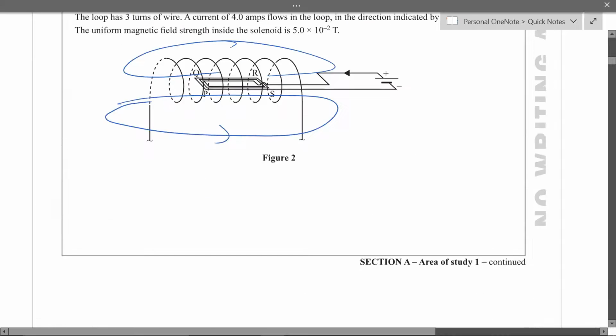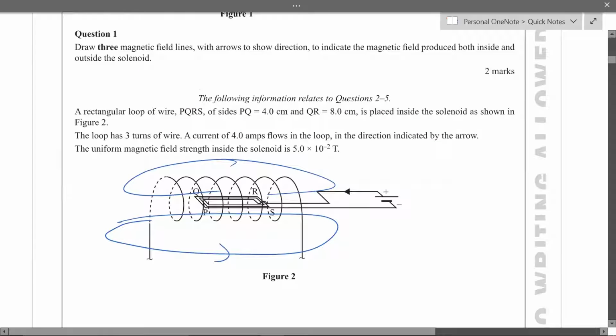So draw the force on side PQ. PQ is here. The current we know is going this way, so it's coming out of the page, and the field on the inside is going to the left. If you use the right hand rule, current is coming out at you, the field is going to the left, so the force is going down, so you just draw a down arrow.